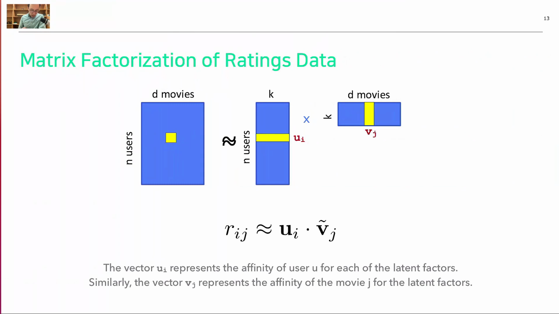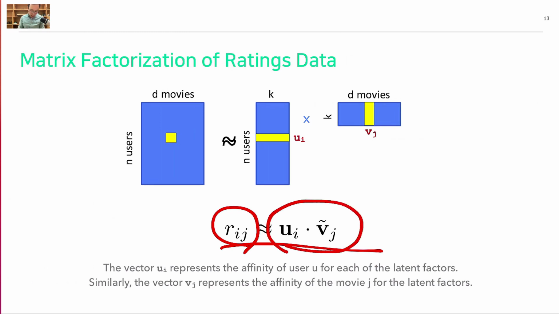This is another visualization to get the rating for the specific user i and movie j. We can just compute this dot product and get the label, the rating prediction. Once again, the vector u_i represents the affinity of user i for each latent vector, and vector v_j represents the affinity to movie j.